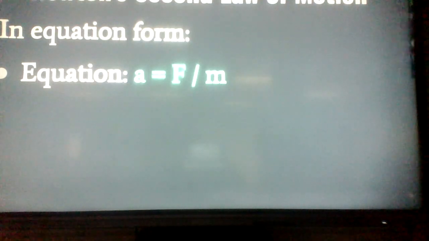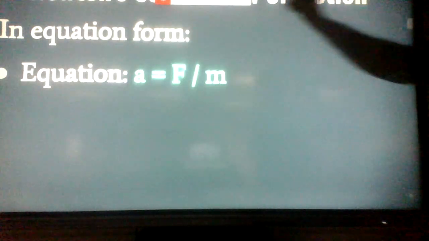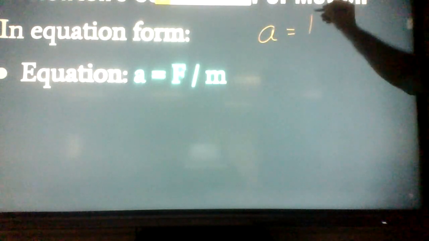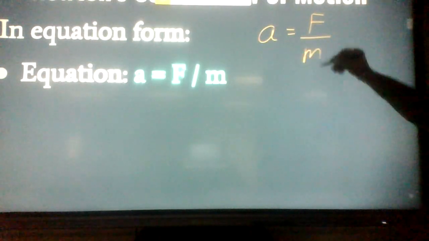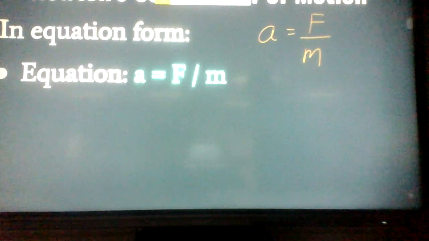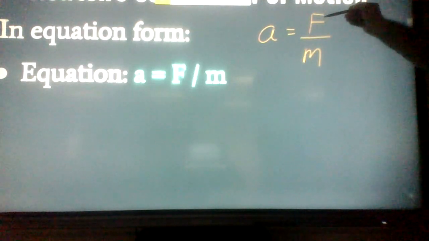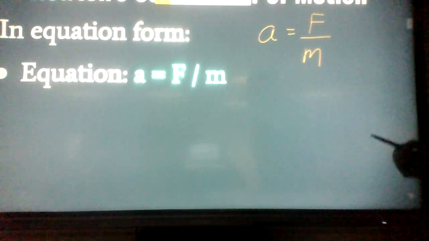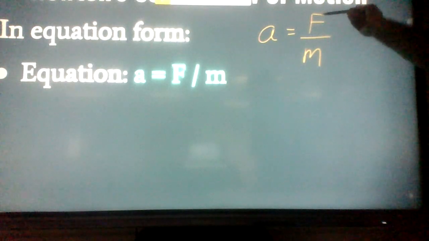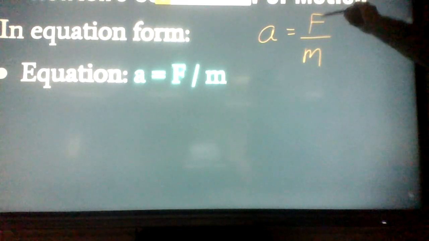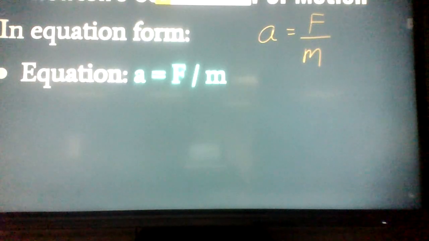All right, now I will write this up and down. Acceleration equals force over mass. Now let's go through the words again. The acceleration of an object is directly proportional to the force applied. We already know if we increase the top of the fraction, we get a larger answer. So more force, more acceleration.